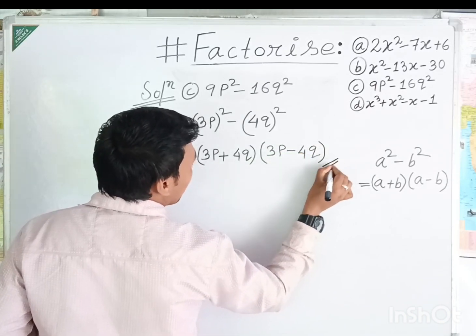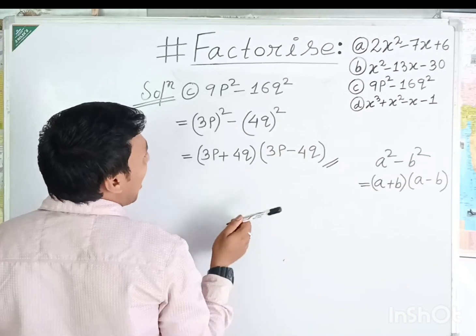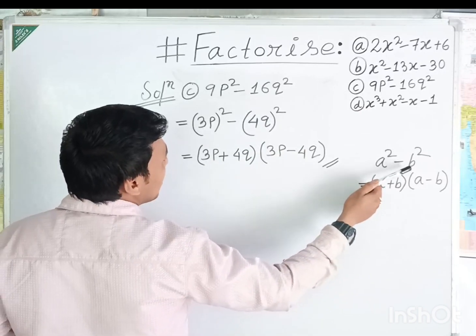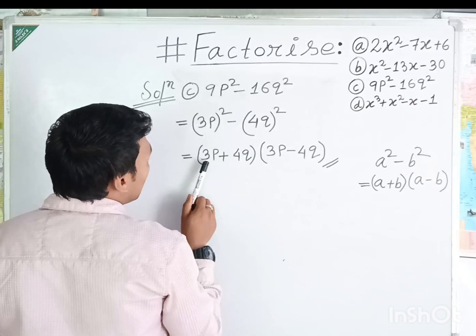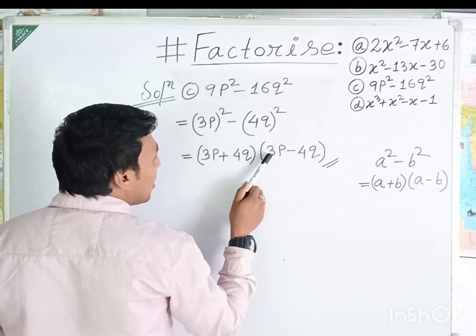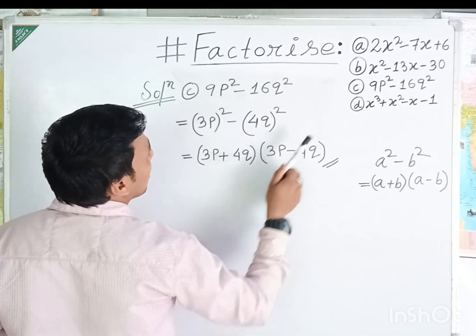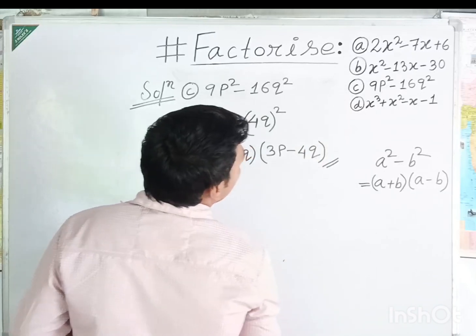So this is the answer for this question number C. I have just used this formula, a square minus b square, a plus b into a minus b. So 3p plus 4q and 3p minus 4q. These are the factors of this question number C.